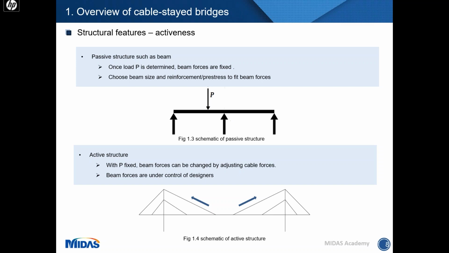What we will do is choose the beam size, and work out how much reinforcement and pre-stress is required for these beam forces. But for active structures such as a cable-stayed bridge, even when node P is fixed, we can still change the beam forces by adjusting cable forces. So we are active. The beam forces will be under the control of our designer.